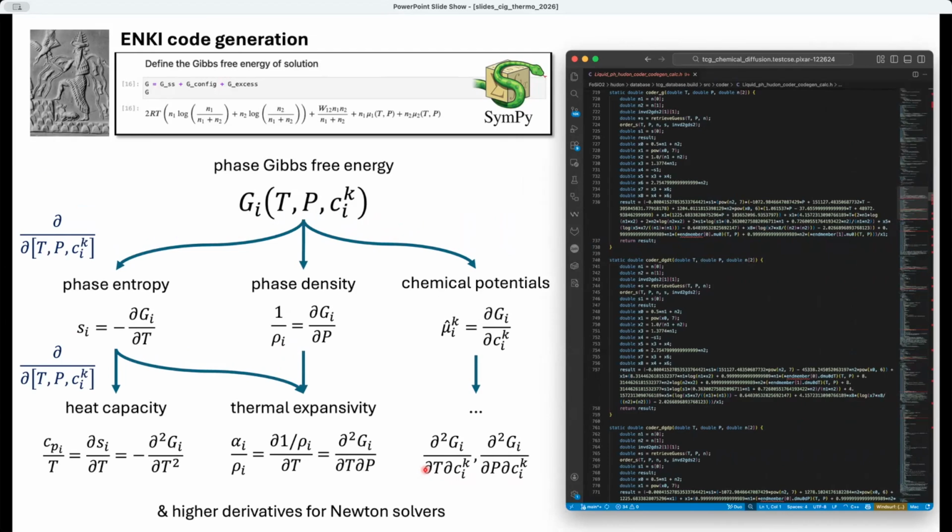And again, this is more than just convenience. This is like a robustness thing. We don't introduce typos when we're implementing all these different thermodynamic parameters, and we're ensuring consistency between our thermodynamic parameters and the free energy model.